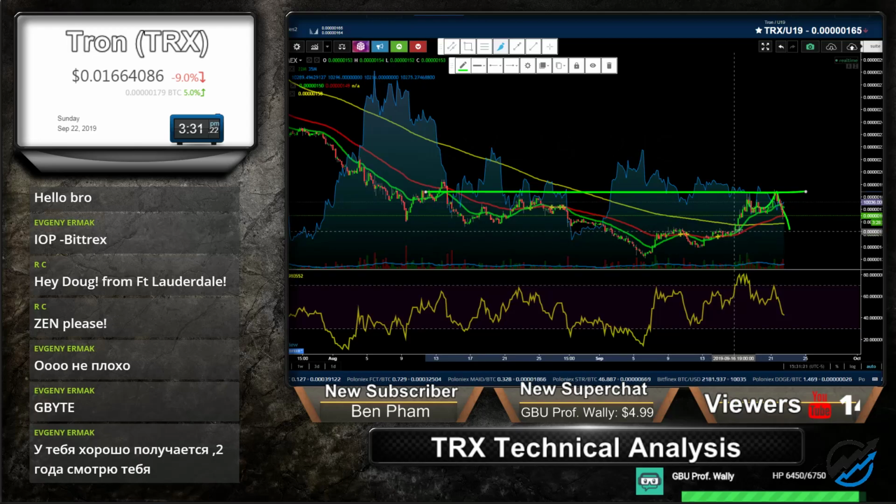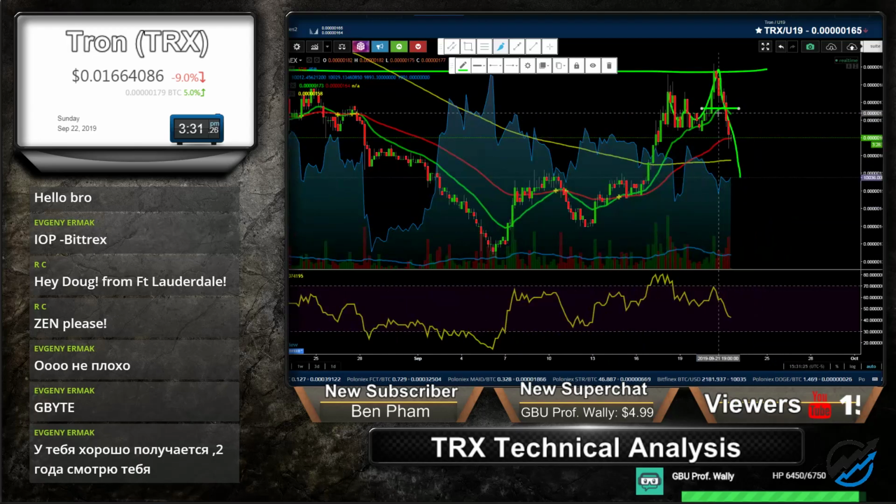I moved my stop up underneath this and got stopped out as it was coming down. Oh, bummer. As it was coming down, I thought it was going to be bouncing off these areas and keep going. So I was kind of bummed that I got stopped out there at a profit. But now I can reevaluate and get into another position.